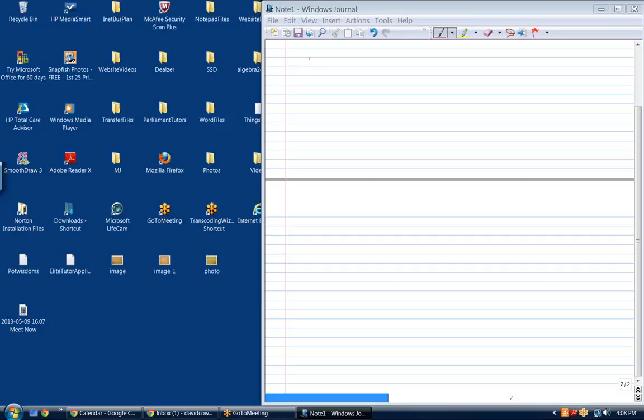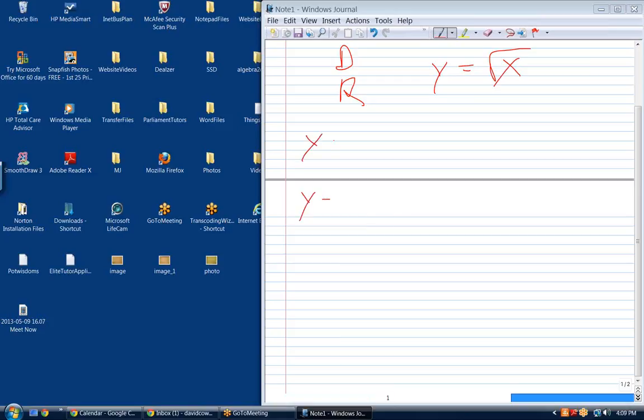Okay. So it says graph the function, describe the domain and range, and compare the graph to the graph of y equals the square root of x. Okay, so the first equation is y equals square root of x minus 6. With the minus 6 inside the radical? Or outside? No, outside of it.